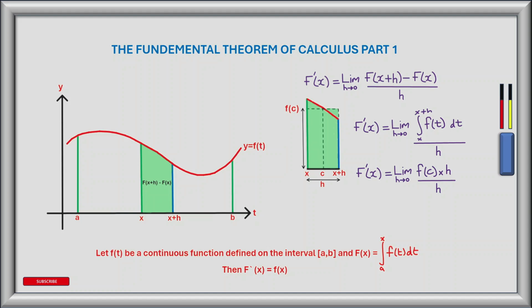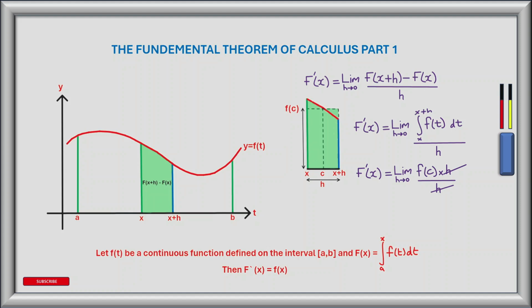If we now replace the integral with f of c times h, and we eliminate the value of h from the denominator and the numerator, we're left with the derivative of capital F of x is equal to the limit as h approaches 0 of f of c. Now we need to look at what happens in the limit as h approaches 0 of f of c. Here we need to remember that as h approaches 0, c also approaches x. And at 0, it is x.